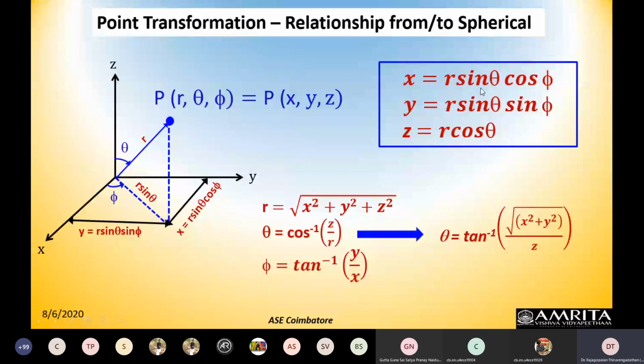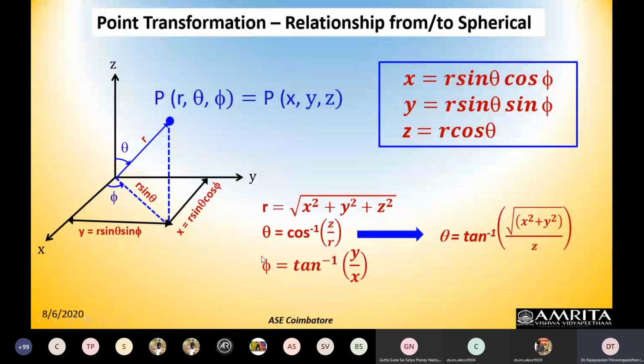If I sum up these, I will get r square sin square theta equal to x square plus y square. So r sin theta will be the square root of x square plus y square, and then if I divide those two equations, I will end up getting the tan theta form. Tan theta will be the square root of x square plus y square divided by z. So that is how it is written. The r is removed because we do not know it. So these are the three formulas which connect them. Knowing the Cartesian coordinates, I can get the point transformation to r theta phi in the spherical polar coordinate system.